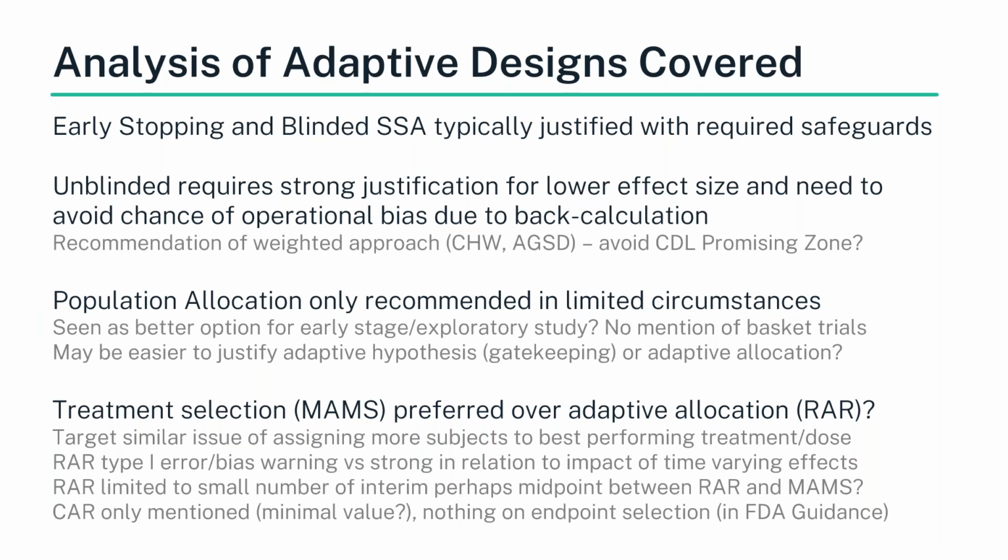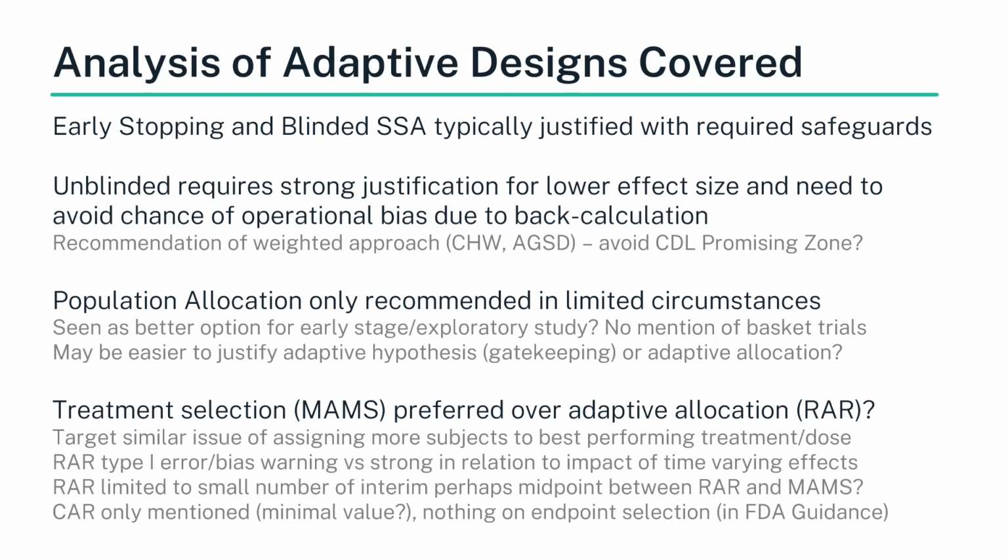Then treatment selection MAMS: I get the sense it's preferred over RAR just due to it being easier operationally. I also feel like the biases induced by RAR, which is obviously very fine-tuned and very granular, have a larger effect than the more basic MAMS treatment selection, where you get to an interim and drop or add arms. These chunks are fairly self-contained. Each of them is almost a mini trial, so it's a bit more tractable when you map onto how confirmatory trials generally run.